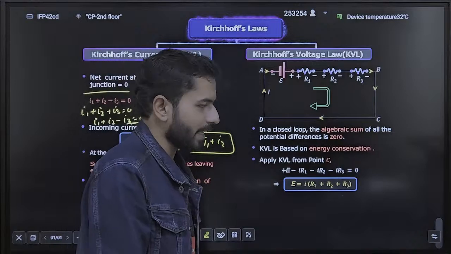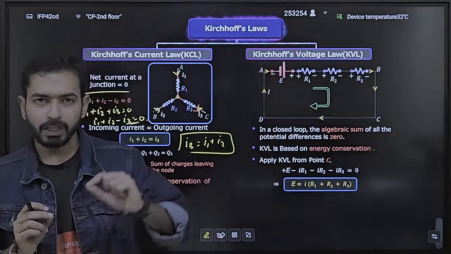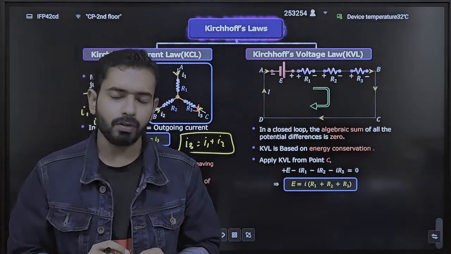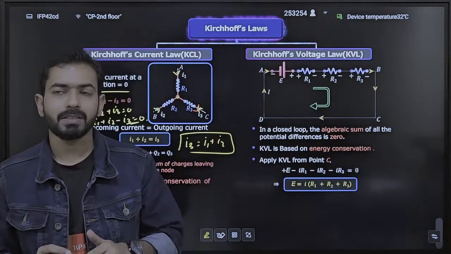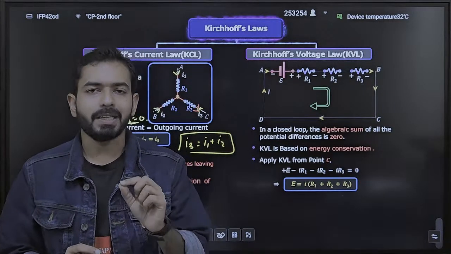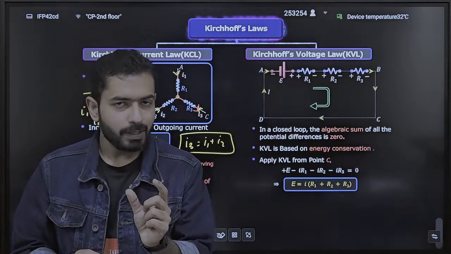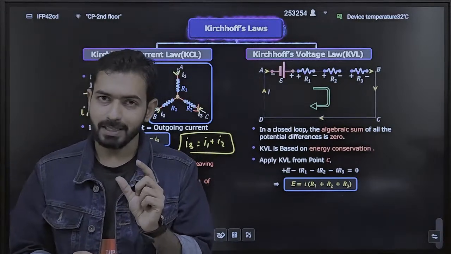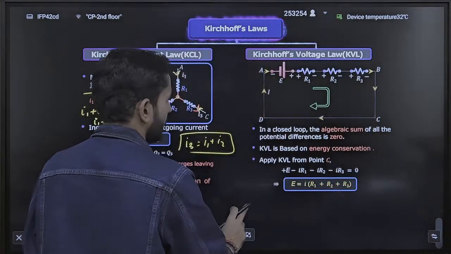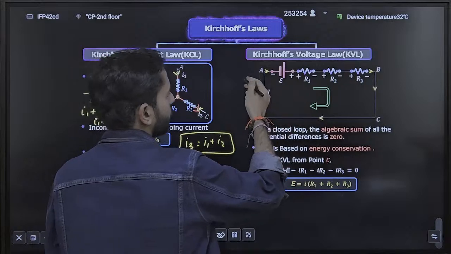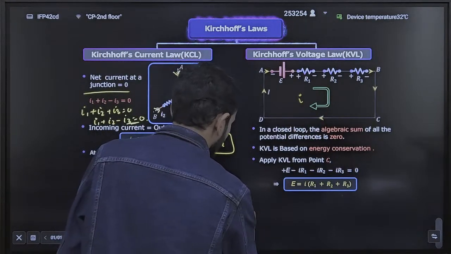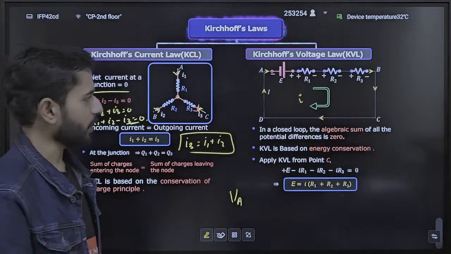Come to KVL. For KVL, remember two or three important things. When you are going from lower potential to higher potential, it will always be taken as positive. That is the first assumption. Second assumption: it can be either side, but the standard is that if you are going in the direction of current, the potential difference across a resistor that you write will be negative. For example, don't focus on the figure, just focus on the equation I am writing. Start moving in the circuit, make a loop. Suppose current I is flowing in the loop, and you start from point A, with VA as the potential at point A.